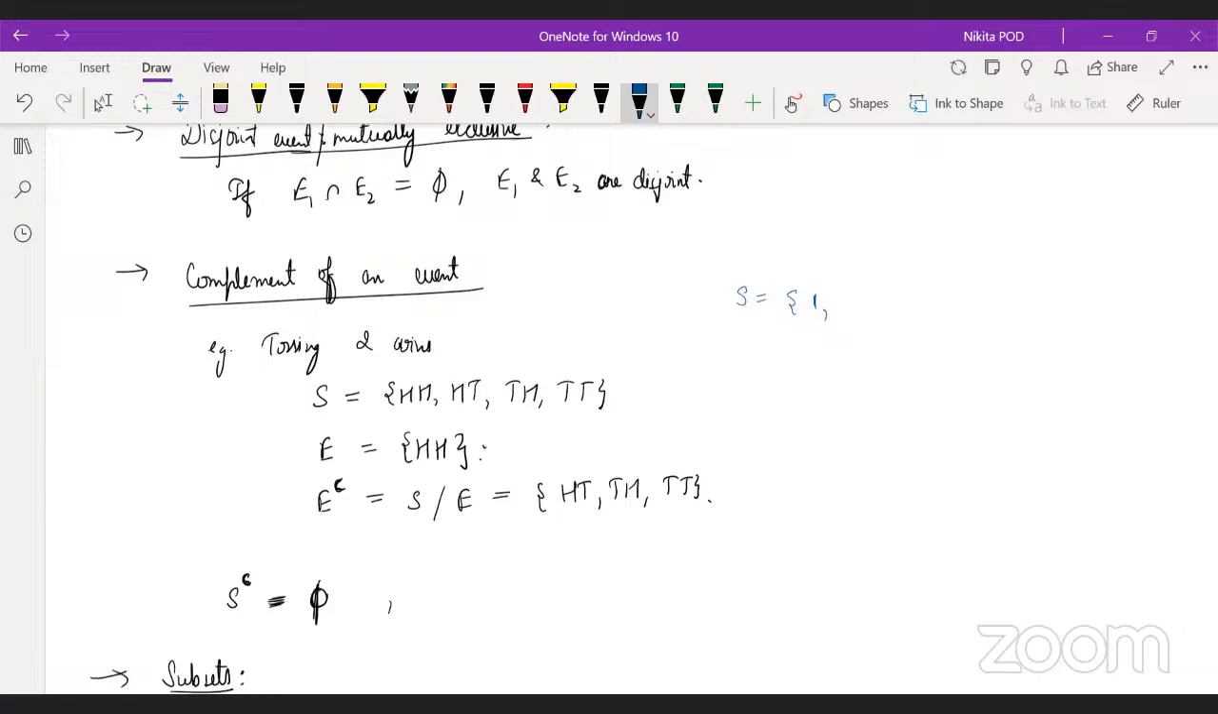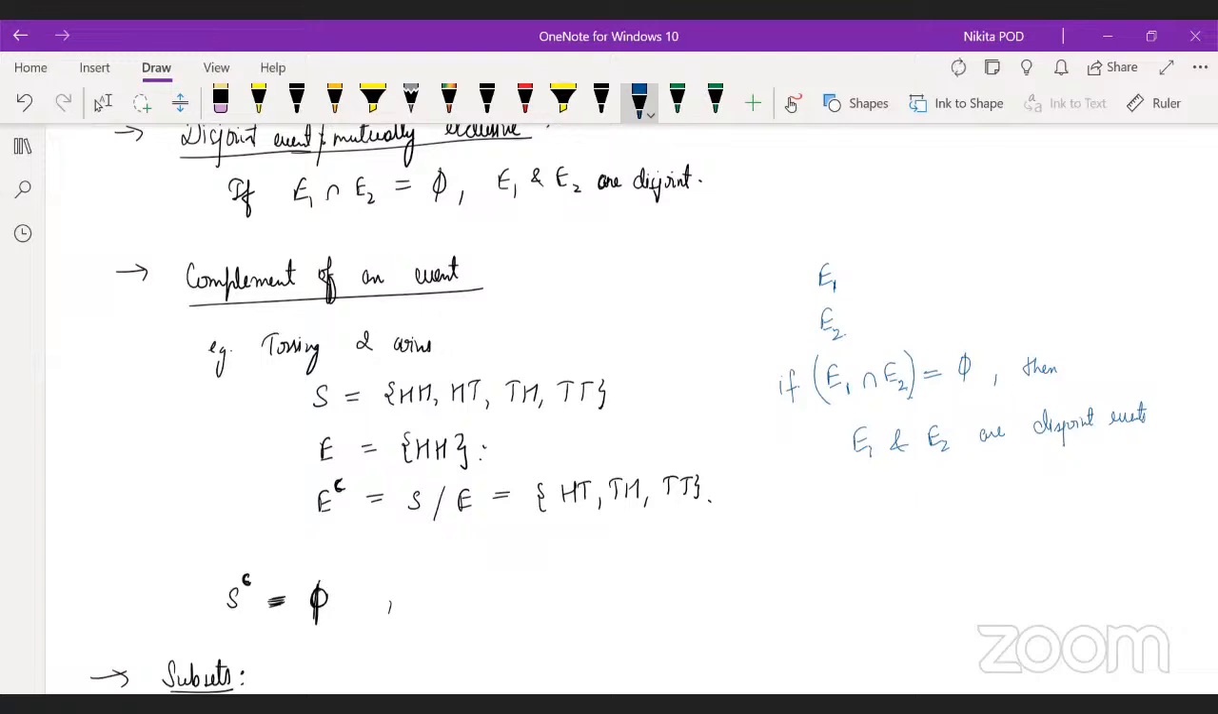Disjoint event. So a disjoint event is like, let's say you have an event E1, and you have another event E2, and you see that the intersection of E1 and E2 is phi. Then E1 and E2 are disjoint events, or you can also call them mutually exclusive events.